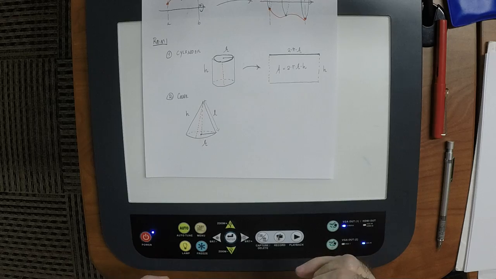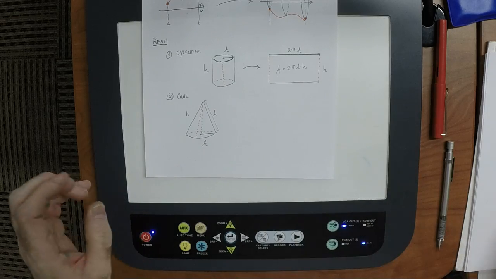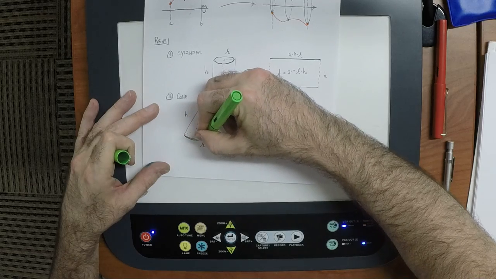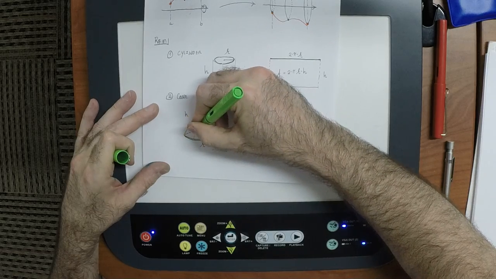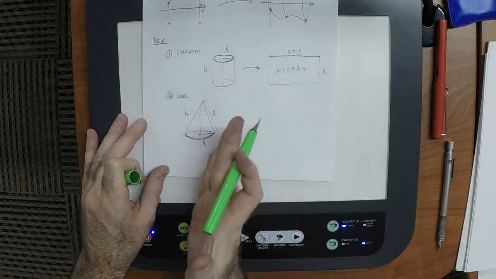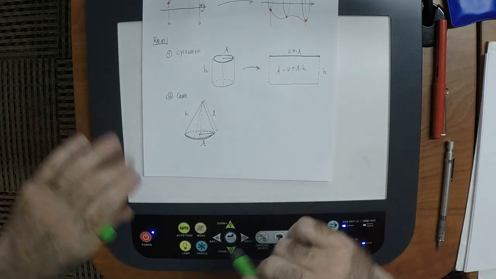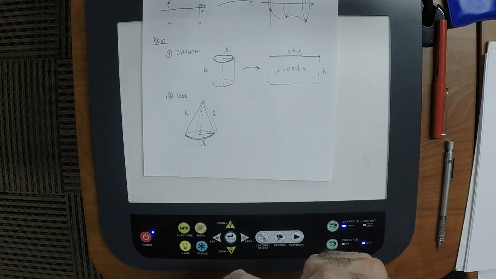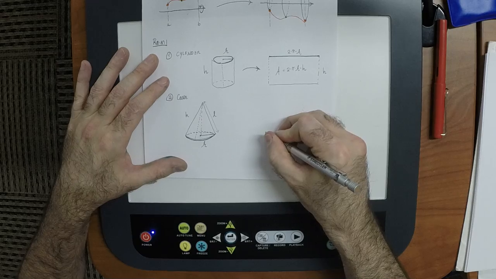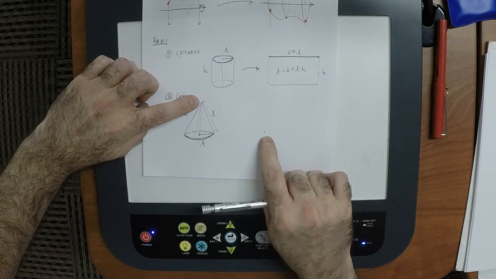If it was shaped just right, it could conceivably be half a circle. But so this right here, if I color this green, so coloring that green, so I cut, lay it out flat, and the question is what will you see? So what you'll see is that here's the point of the cone. So that's the pointy bit.